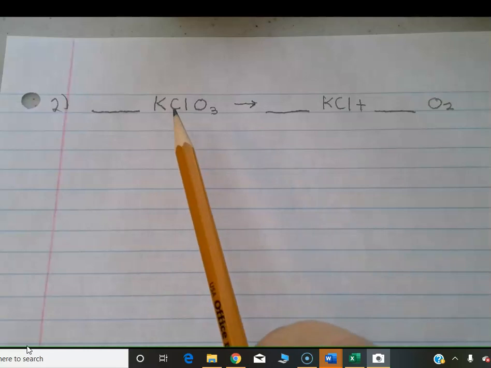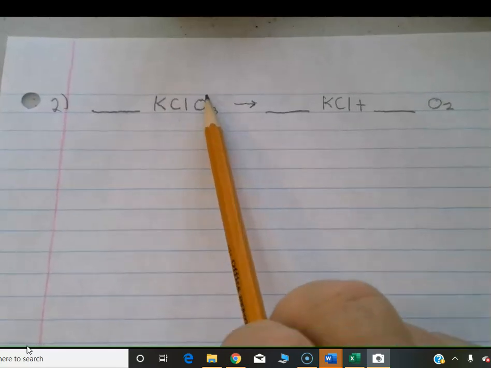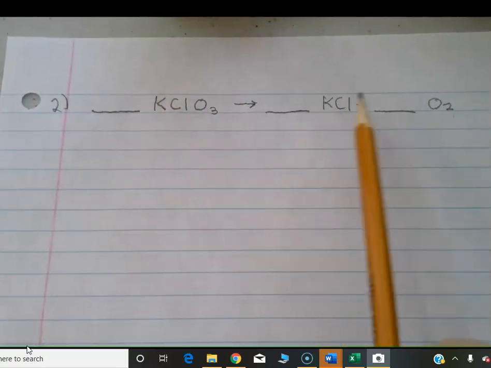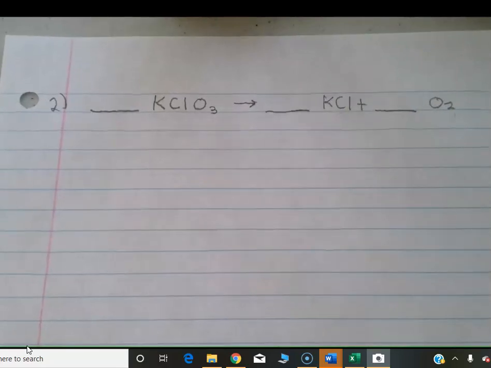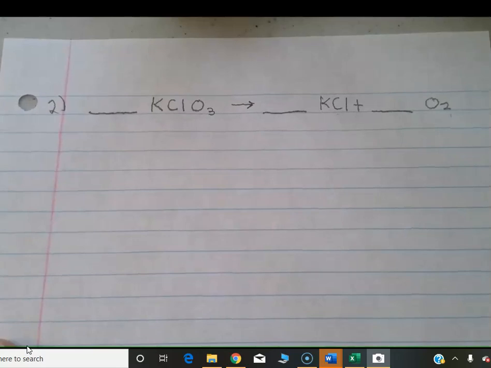I'll just throw out some names. This is a decomposition reaction, meaning you're taking a compound and breaking it up into 2 different things, 2 or more different either compounds or elements. We'll get into the names of these types of reactions very shortly. Okay, so here we go.